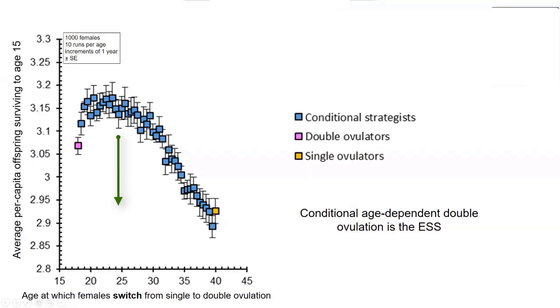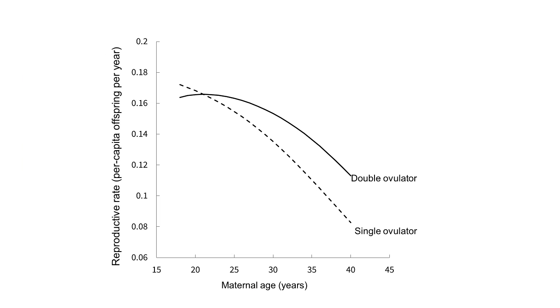So these data support the hypothesis that the optimum strategy, given what we know about the probability of surviving to live birth and the survival probabilities of twin and singleton births from birth to 15, is to switch from single to double ovulation at about 25 years of age. What this slide illustrates are the results of our mathematical modeling.